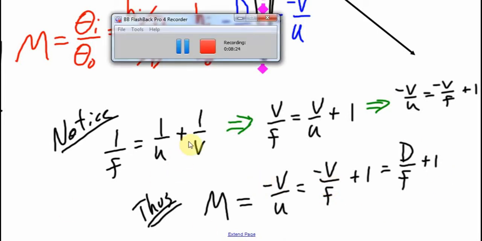But there we go. That's the first of 4, and I'll do the others in a moment.